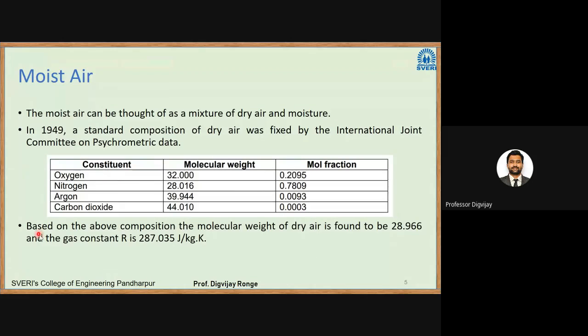Okay. So based on the above composition, the molecular weight of dry air is found to be 28.966, and the gas constant R for dry air is 287.035 joule per kg Kelvin. We have been using these values from last semesters. We take the molecular weight of dry air as 28, and the R value for air we generally take as 287 joule per kg Kelvin. Okay, so this is about dry air only. Moist air will contain dry air plus water vapor.